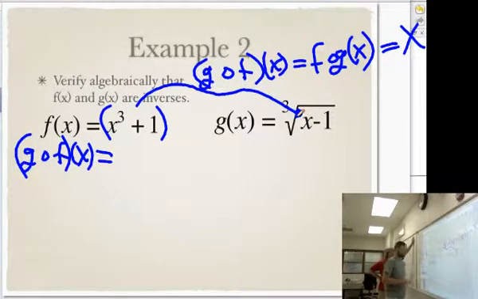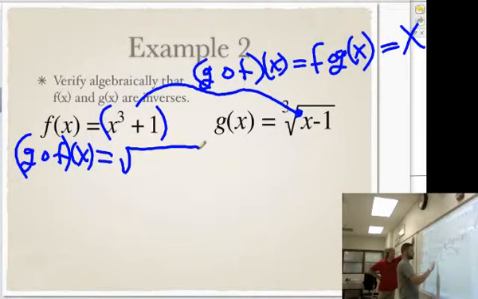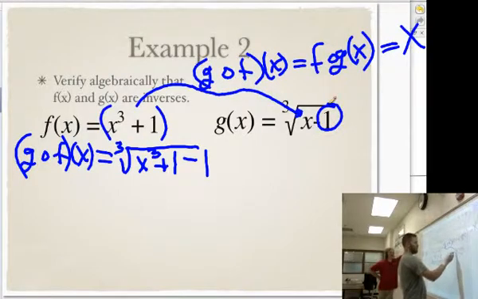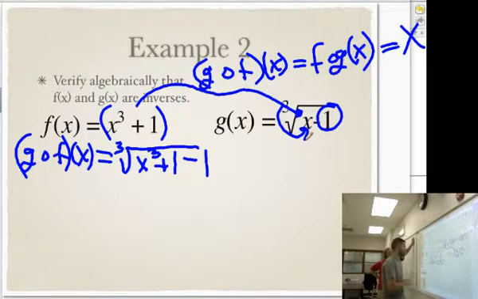Okay, so this is going to be the cubed root of x cubed plus 1, minus 1. Where'd the minus 1 come from? That minus 1 is left over here, right? Because we put the function into the x. Got it. Alright, okay. Thank you.